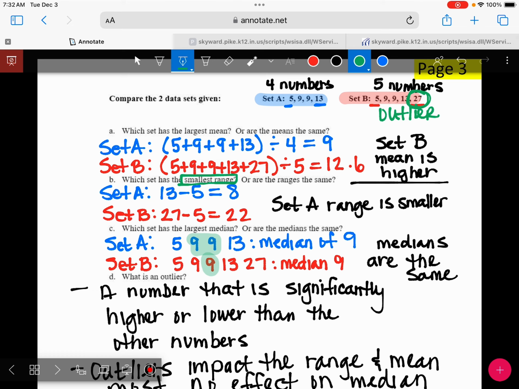Okay, any questions about that? Yes. If there's two medians, you just add them and divide by 2. Right. And we're going to look at one of those homework questions together.